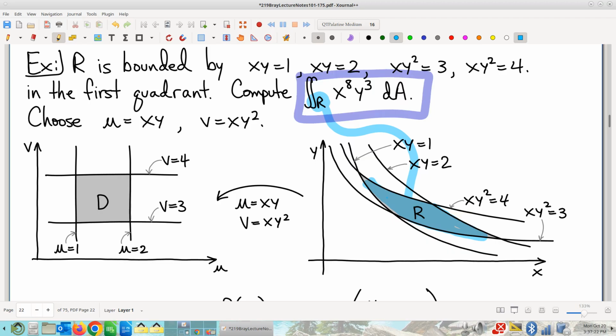And if any of y'all have ever had a thermo class, you've heard of the Carnot cycle and Carnot engine. A very important construction in thermodynamics. So pretty natural, as it turns out. Anyway, how are we going to do this integral?